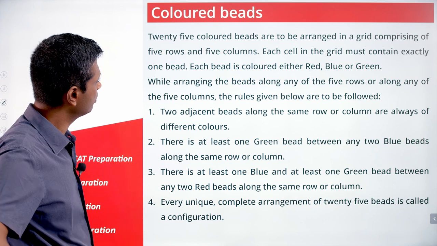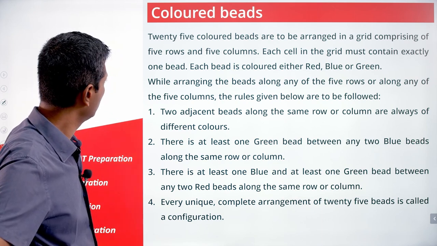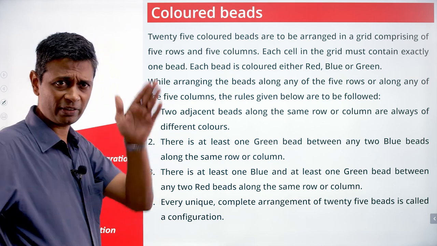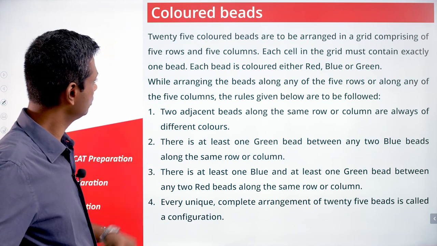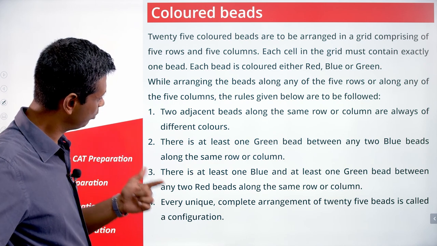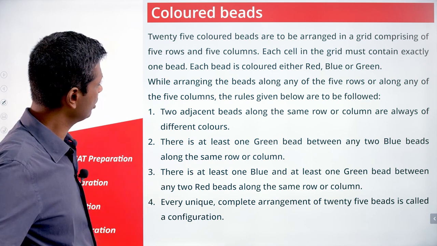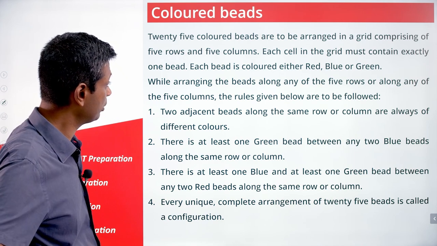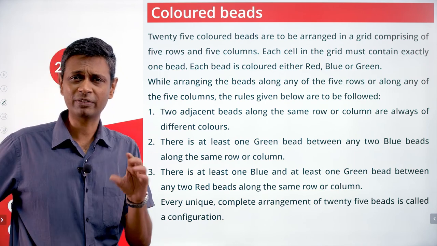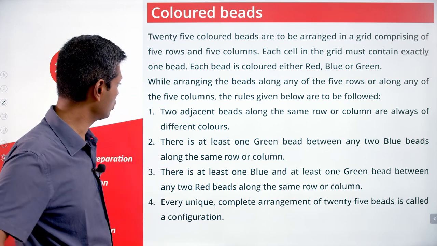25 colored beads are to be arranged in a grid comprising 5 rows and 5 columns, so 5 by 5, 25 cells. Each cell in the grid must contain exactly one bead, reasonable. Each bead is colored either red, blue or green. While arranging the beads along any of the 5 rows or along any of the 5 columns, the rules given below are to be followed. So 5 by 5, 25, red, blue, green. Let's look at the rules.